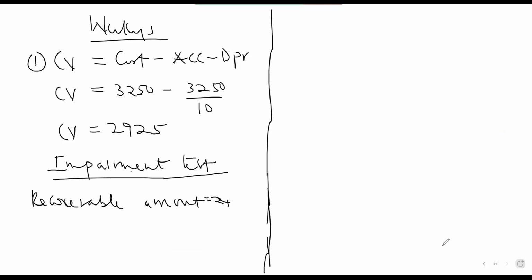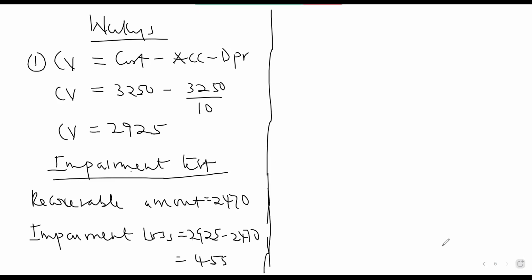So that will be 2470. But our carrying value is what? 29.25. So what will be the impairment loss? $455. Okay. They say this has been accounted for correctly, isn't it? Yes, sir. So this is none of our business. Our business is that we want to know the carrying value of the asset as at this day. That is our business.